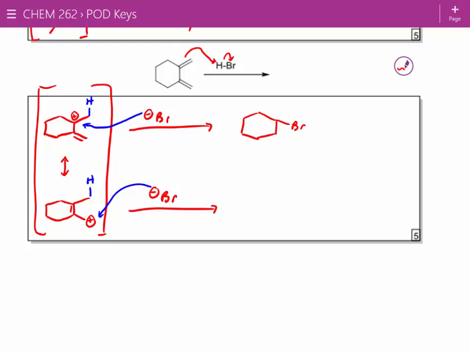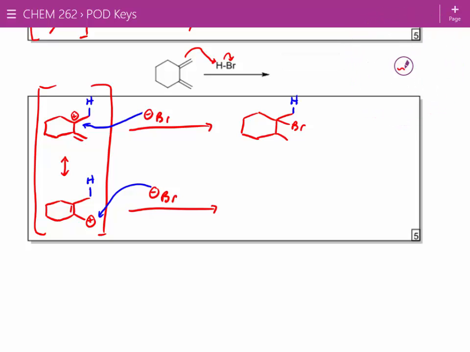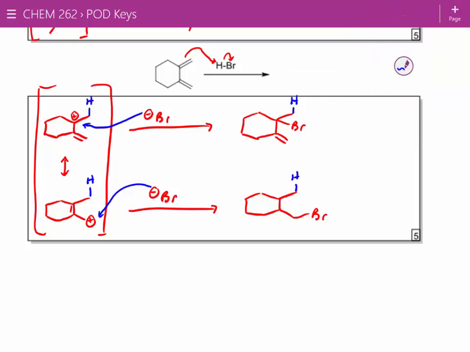So we've got Br, and let me draw in our proton. And then we've got a double bond down here. So this is called our 1,2 addition product because the bromine was installed 1 carbon away. And then with the other one, we've now got our bromine 4 carbons away. Oh, forgot my double bond in there.